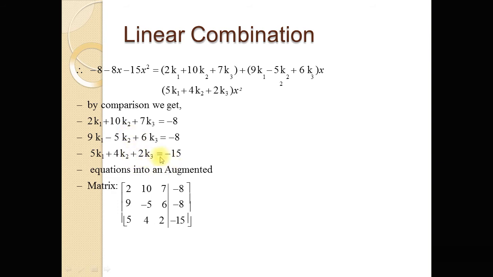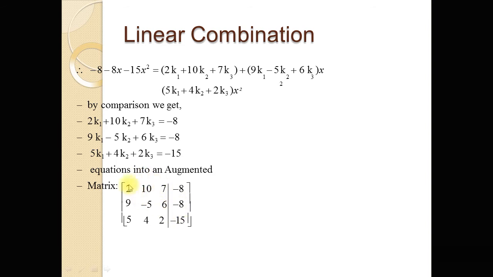So suppose we want to convert the augmented matrix into echelon form. To convert the augmented matrix to echelon form, we use the Gaussian elimination method. Using the Gaussian elimination method, take the augmented matrix: [2, 10, 7 | -8], [9, -5, 6 | -8], [5, 4, 2 | -15].